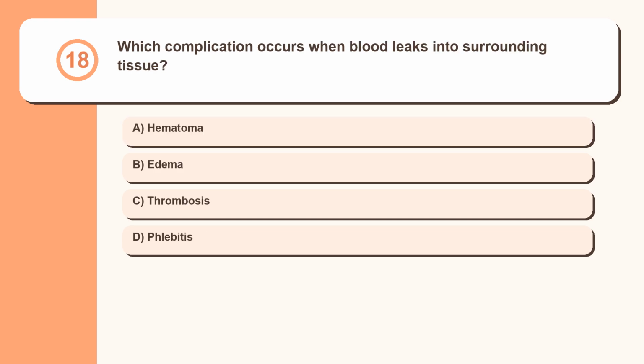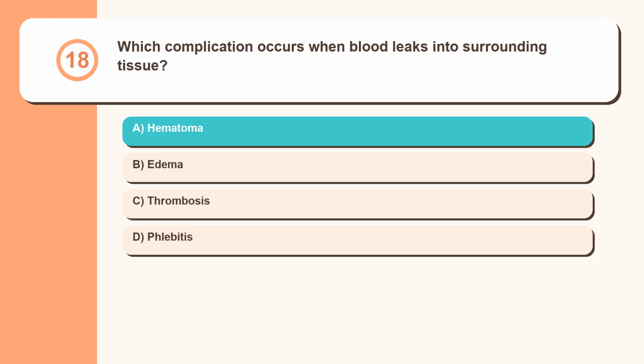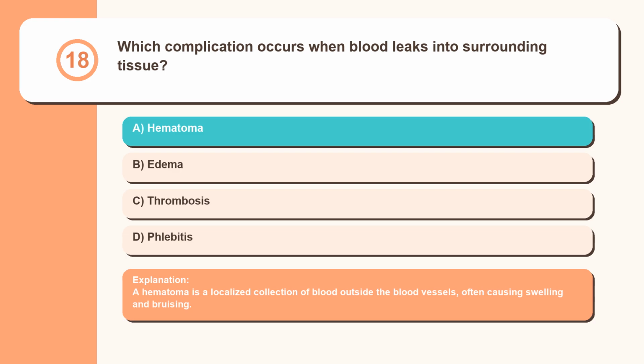Question 18. Which complication occurs when blood leaks into surrounding tissue? Hematoma, edema, thrombosis, phlebitis. A hematoma is a localized collection of blood outside the blood vessels, often causing swelling and bruising.